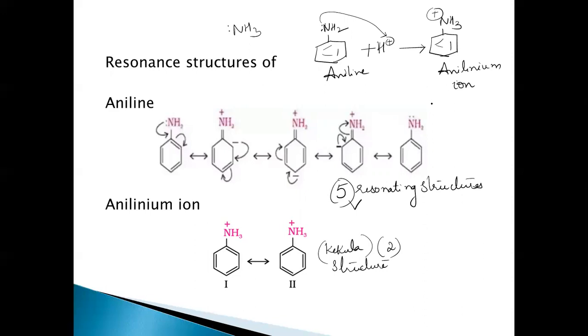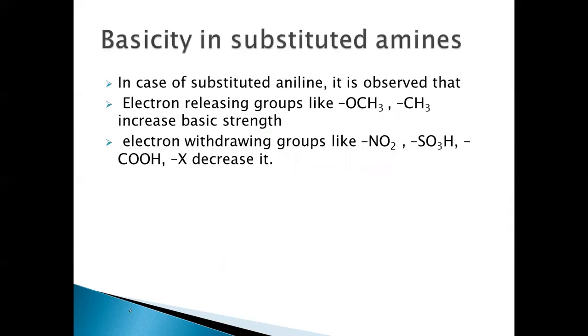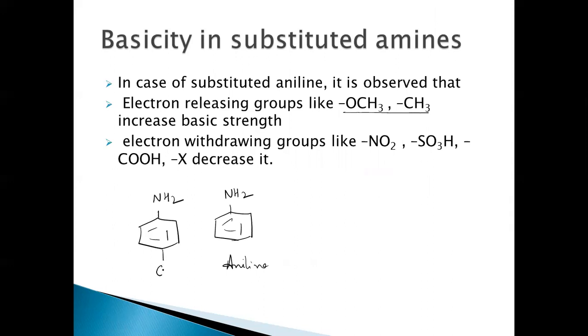So this is the second way of explaining why aniline is less basic than ammonia. Then when we look at the basicity of the substituted anilines, for example, this is aniline, and if electron releasing groups are present, what are the electron releasing groups? Like OCH3 and CH3 here. This is aniline, and if OCH3 or CH3 are present, so what is happening?